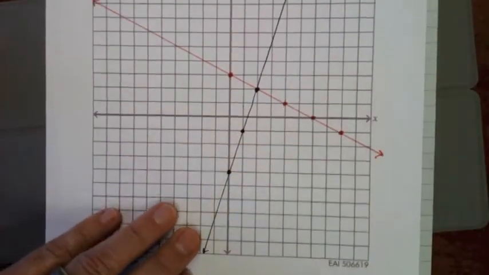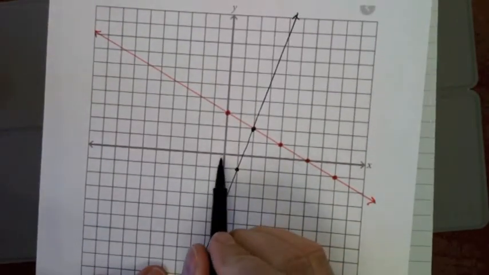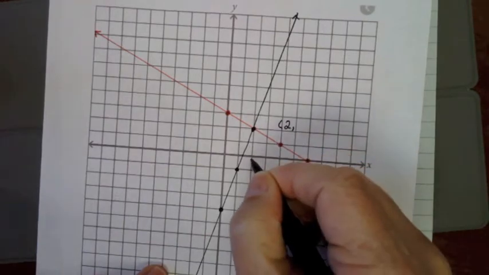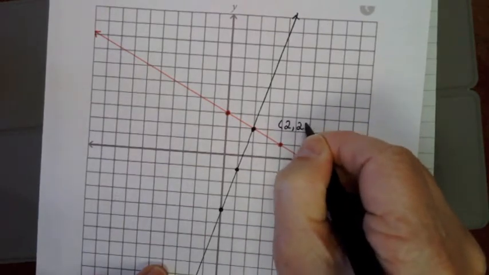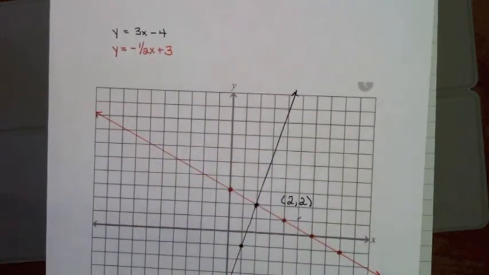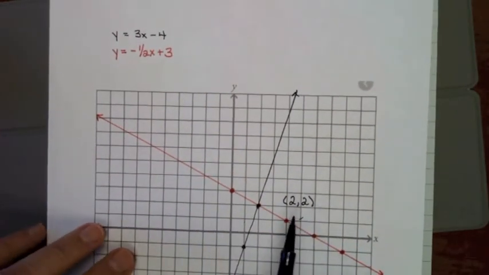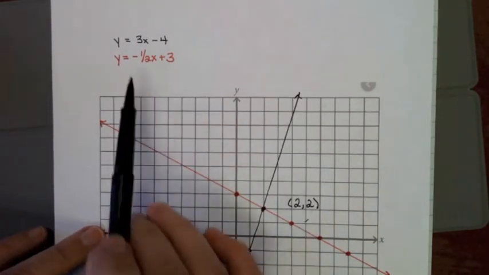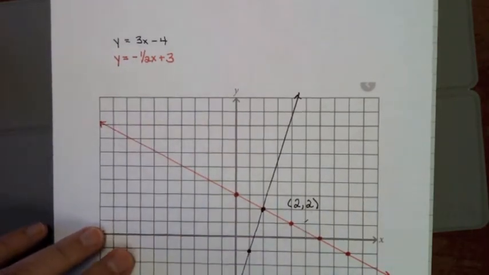I'm going to write down the coordinates for this point. Looks like I go over 2, so the x-coordinate is 2. I go up 2, the y-coordinate is 2. This is a solution for both of these equations. For example, I could take these numbers and plug it in here and it's going to work. It's the only set of numbers that's going to work in this equation.